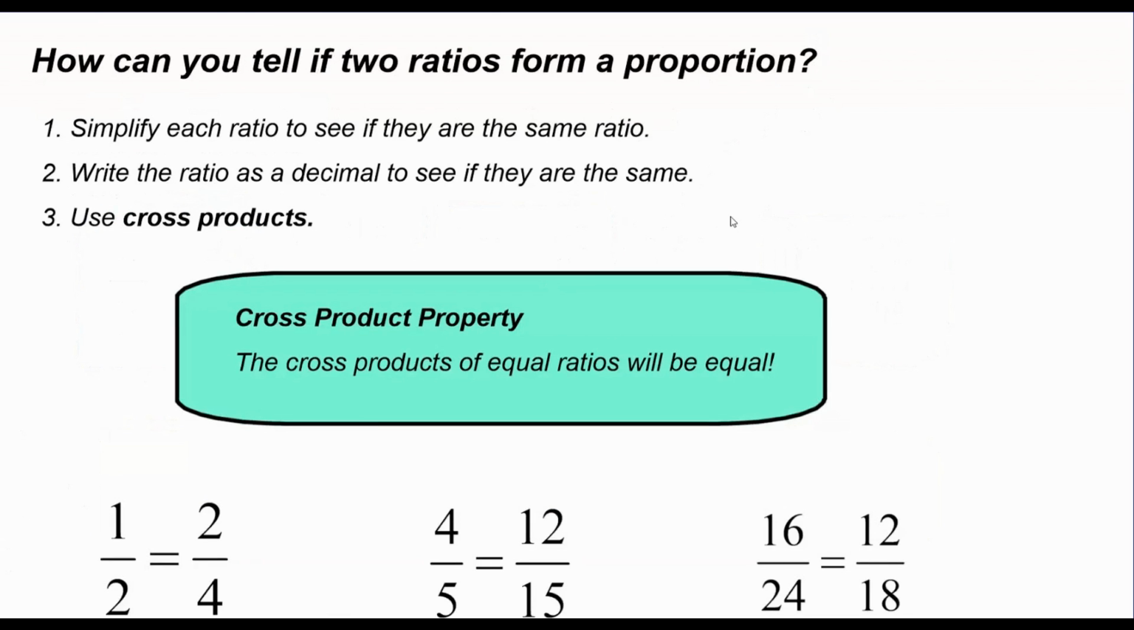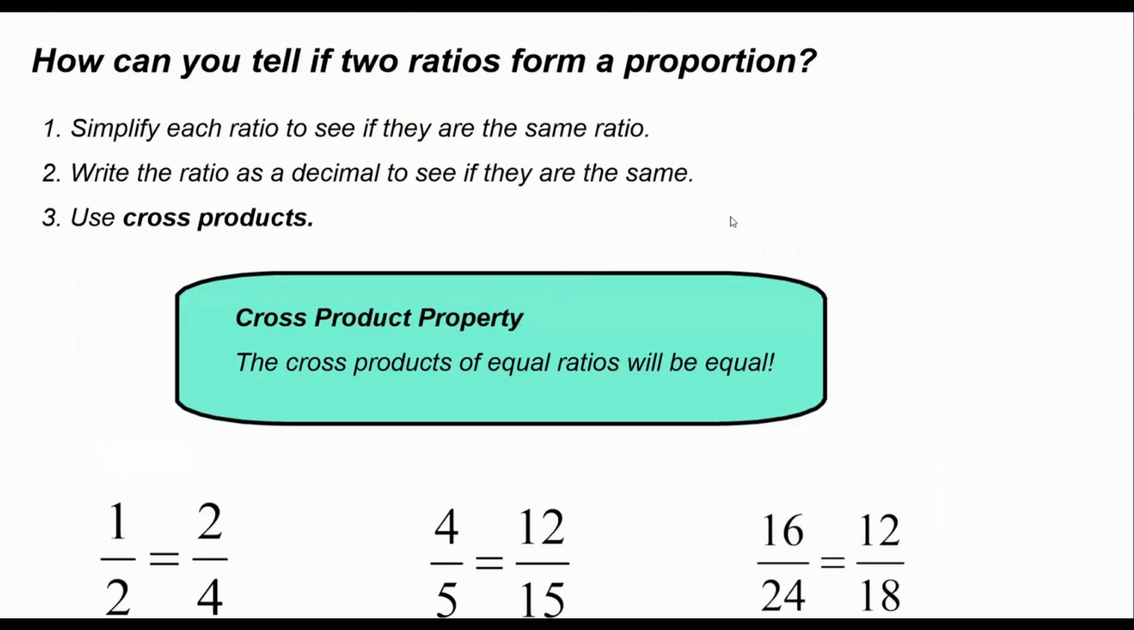So how can you tell if two ratios form a proportion? There's several ways we can do it. The first way would be to simplify each ratio to see if they are the same ratio. If two ratios simplify to the same ratio, then they're equal. If they're not equal, they will simplify to two different ratios. Or you can write the ratio as a decimal to see if they have the same decimal value. Or we can use something called cross products.